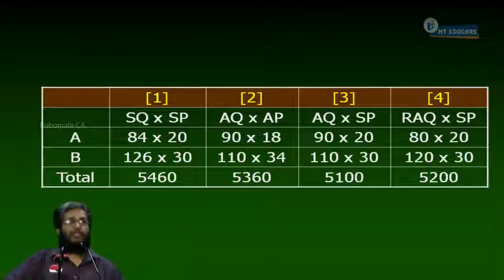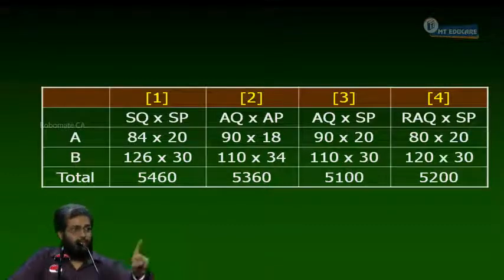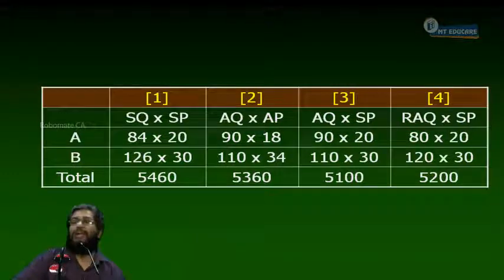Point number 1. Usage variance is equal to what? 1 minus 3. Usage variance is equal to 1 minus 3.